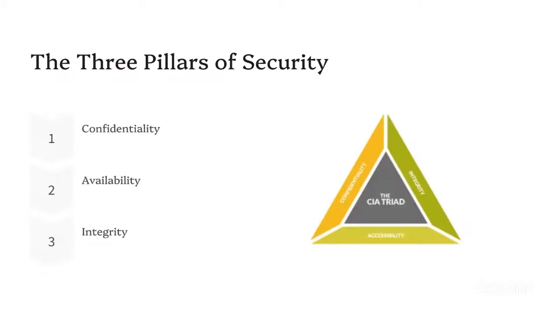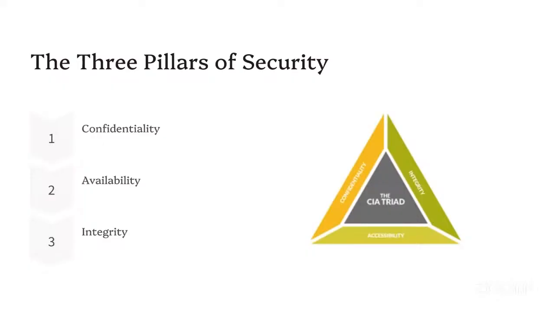Security has three key pillars. The CIA triad is a fundamental security model of three key pillars: confidentiality, availability, and integrity. Confidentiality means the data should be available only to the authenticated user. It should not be disclosed to an unauthenticated user in any way.